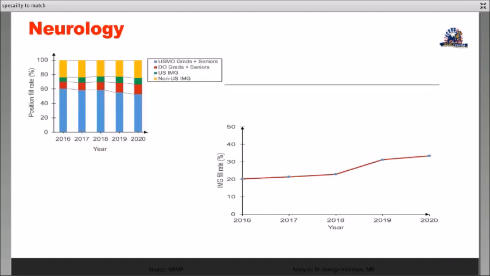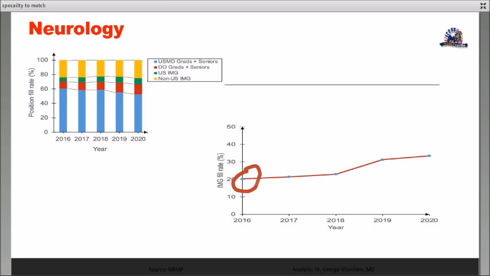Now let's go to neurology. So you will see the same two charts for neurology based on the NRMP data for the past 5 years. And what do you see? This is definitely a good sign. There is an increase in both non-US IMG and IMG fill rate. As you can see, from about 20% in 2016, we are up now to maybe about 33-34%. So definitely neurology is a specialty where you are seeing a lot of percentage increase in the IMG match rate. So that's a good sign.